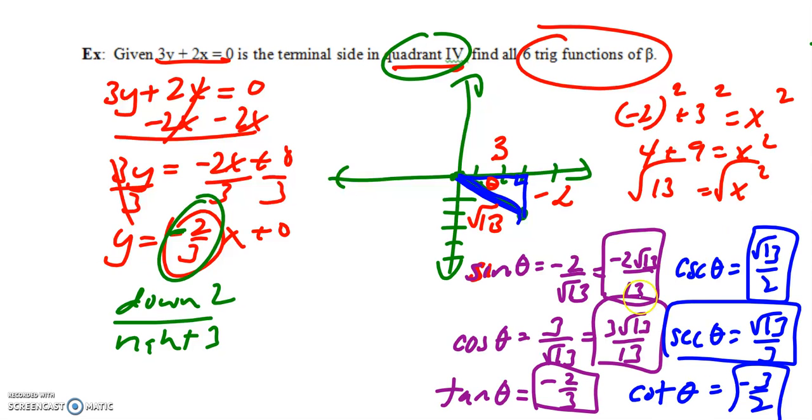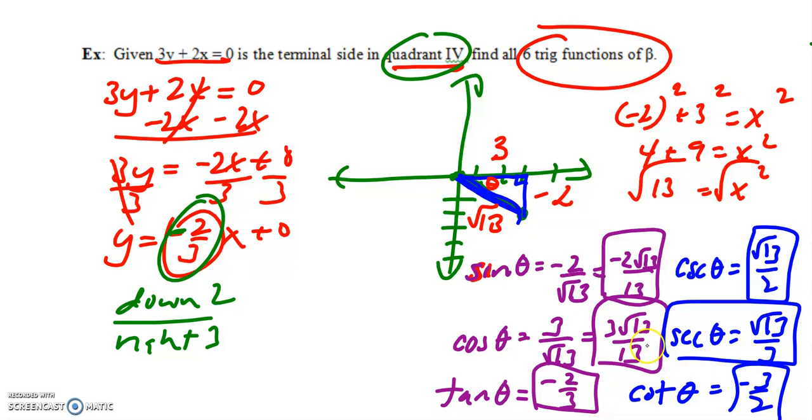Answers down here are my final answers. I found that my hypotenuse had to be the square root of 13 because this was down 2 units and this was right 3 units. Please make sure you did have a negative on the 2. I had my sine value originally being negative 2 over root 13. Here's my rationalized answer. Cosine of theta is 3 over the square root of 13.